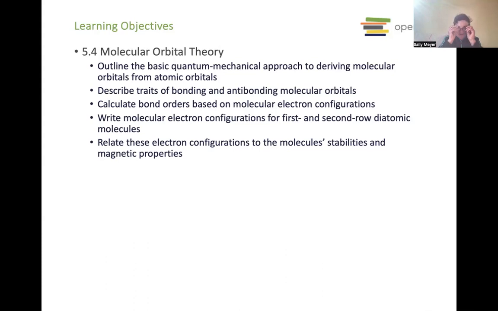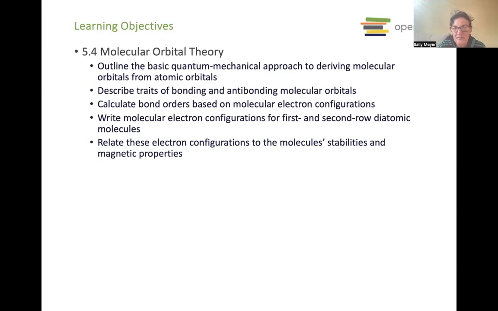So our learning outcomes: we want to outline the basic quantum mechanical approach to deriving molecular orbitals. And you only use atomic orbitals as starting points for the molecular orbitals. So it's really an artifact of the fact that we can't solve things exactly. So it gets a little confusing. I like to not focus so much on the atomic orbitals that contribute, but it's a popular thing to focus on in a Gen Chem text.